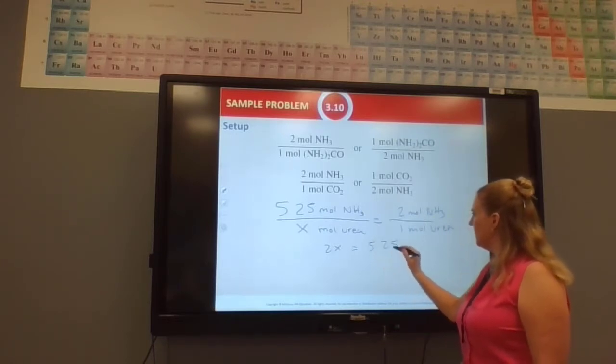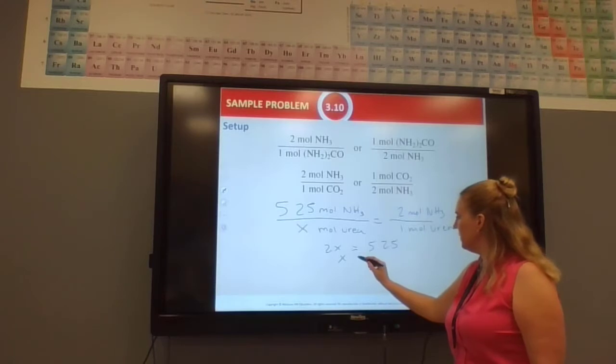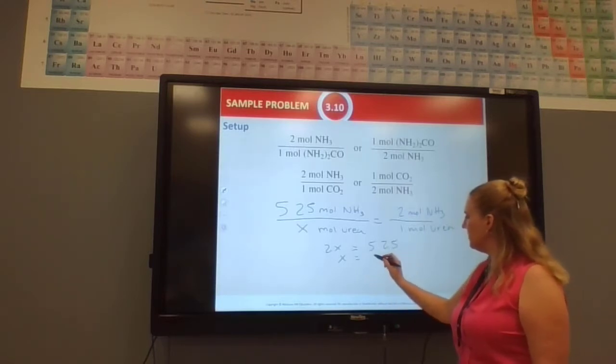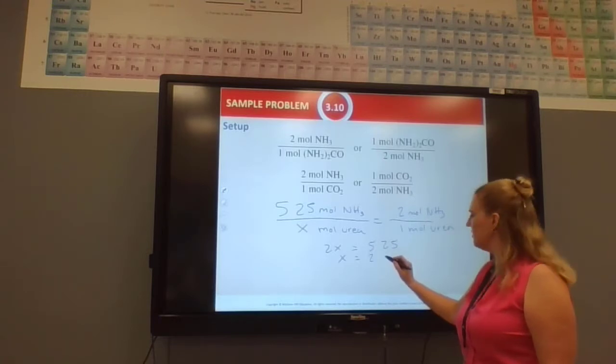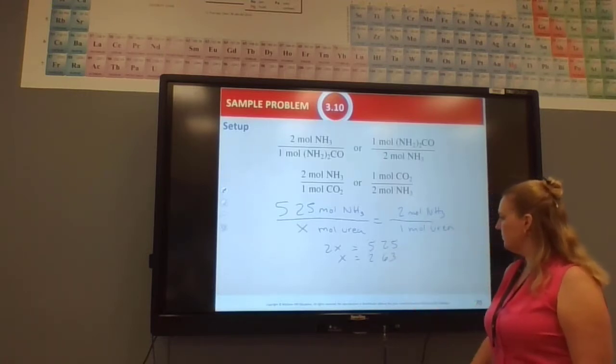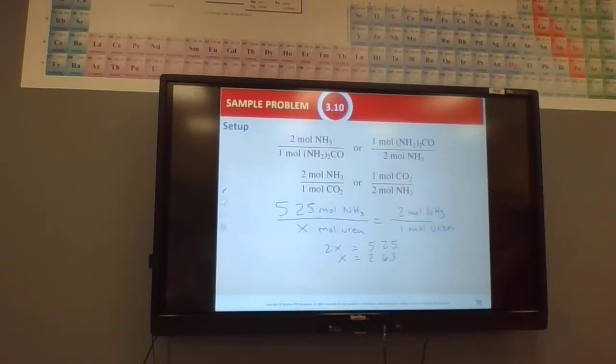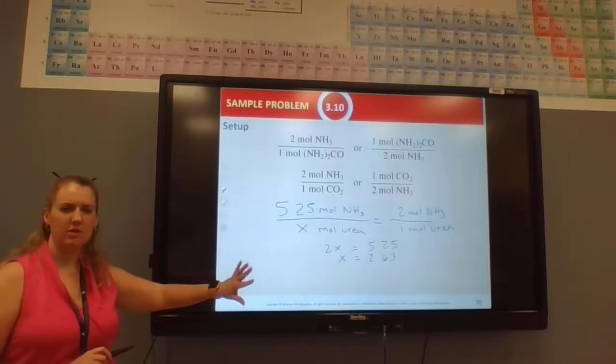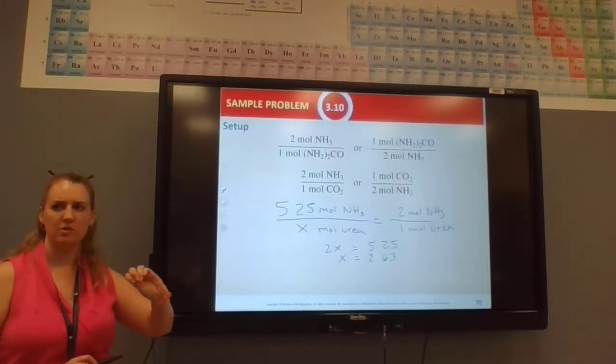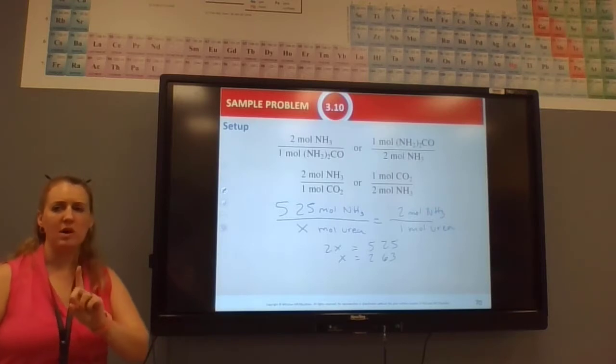I've been doing that for all these problems as well. So x would be equal to 5.25 divided by 2, or 2.63. Yeah. That makes more sense? Definitely. Feeling good now about stoichiometric ratios. Now, that's just a one step.